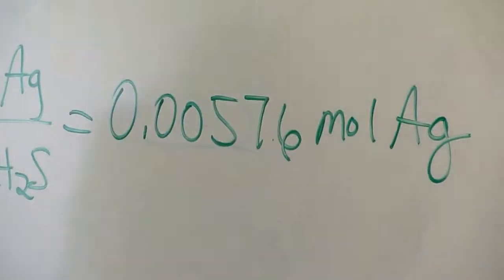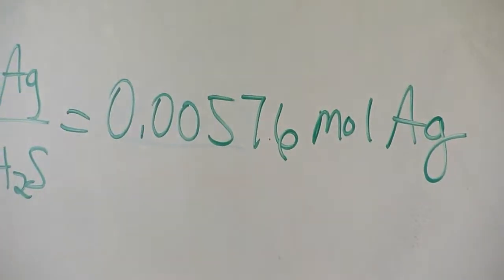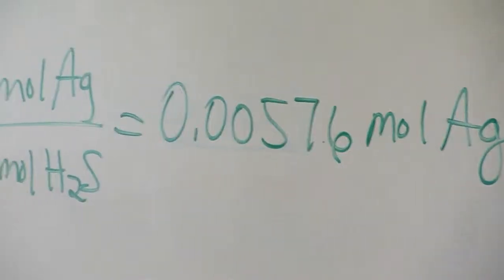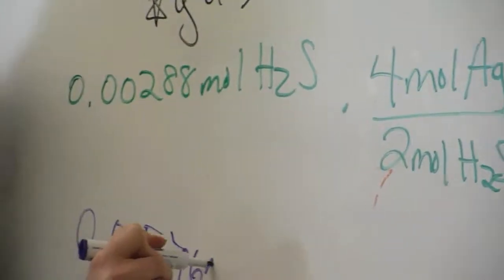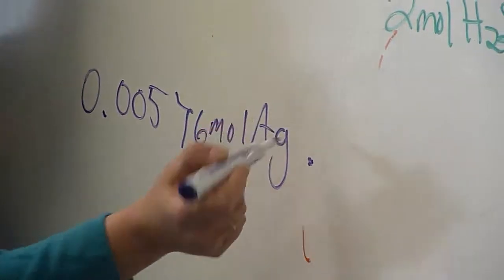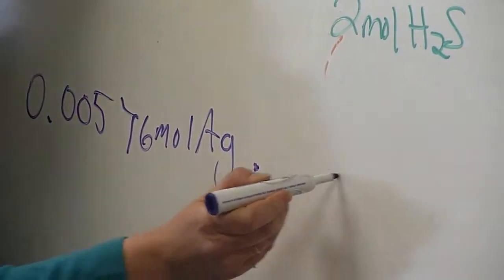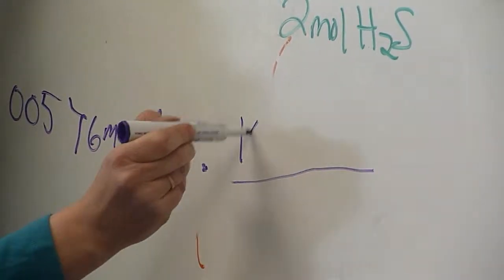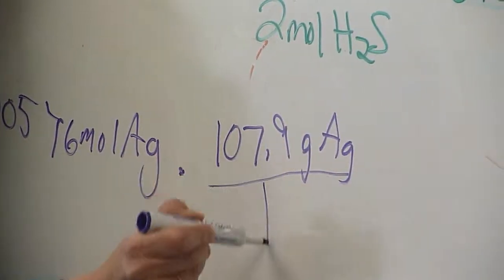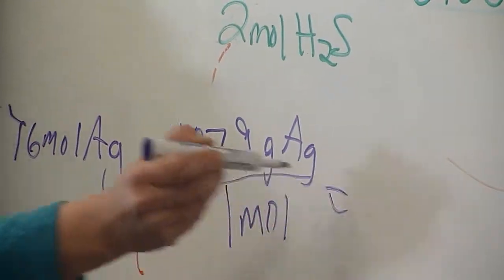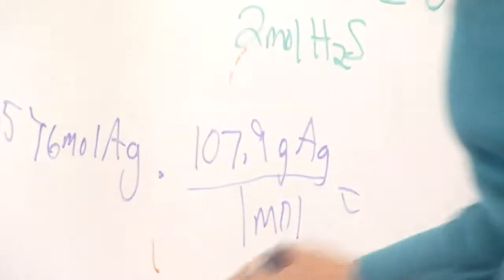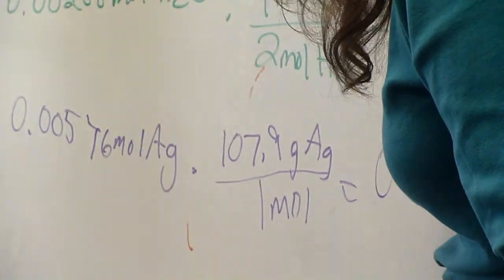Yep. Okay. So then, we got moles of silver. We want grams of silver. What do we do? You have to find the ratio, and it's 0.00576, and then there's 107.9 grams. Yeah, 107.9 grams in the mole. Ag per 1 mole of silver. So we multiply that tiny number by the molar mass of silver, and we get 0.622 grams.